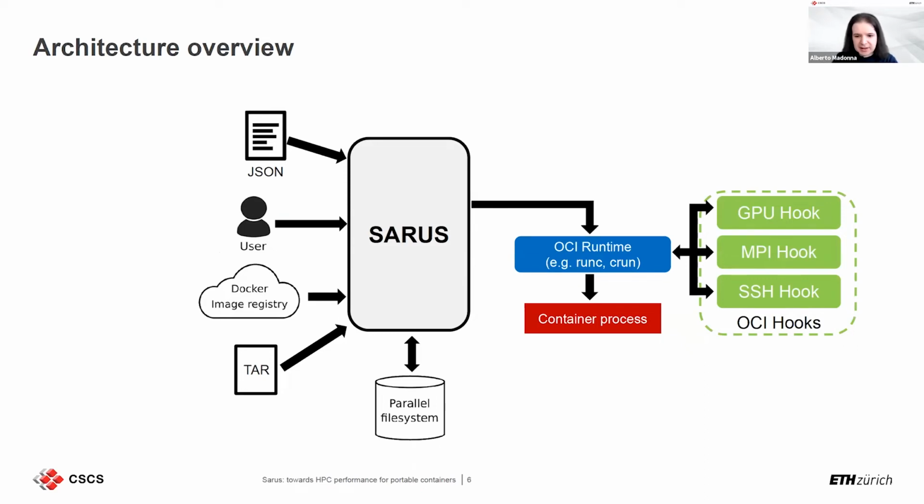Here we see a diagram representing a high-level overview of the architecture of Sarus. On the left side of the slide, we see that Sarus interacts with users, Docker registries, input and configurations file, parallel file systems. So all the entities that we would expect present to carry out the functions of a container engine. So nothing really surprising on this side.